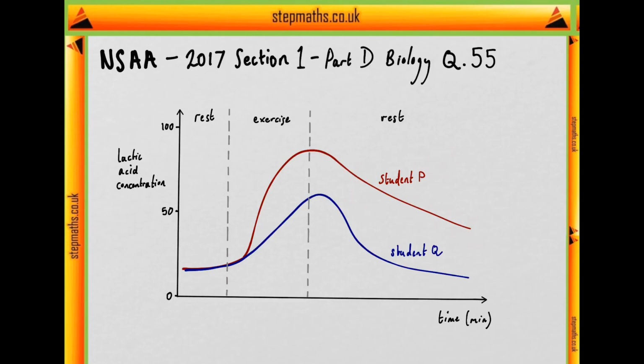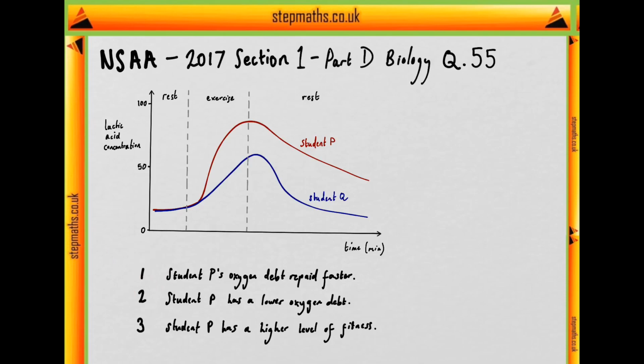Okay, let's have a look at the statements. The first statement is that student P's oxygen debt is repaid faster. Well, as we can see just by a cursory look at the diagram, it does not appear as though student P is any faster than student Q at returning to his rest level of lactic acid. In fact, as you can see, by a comparable amount, student P and student Q's lactic acid levels drop at the end of exercise, so this is false.